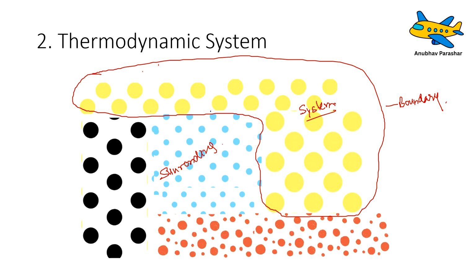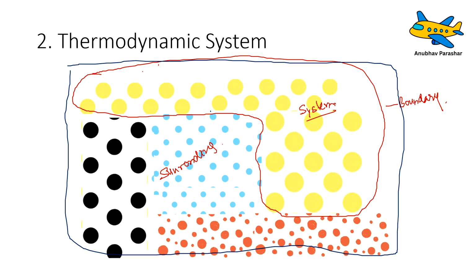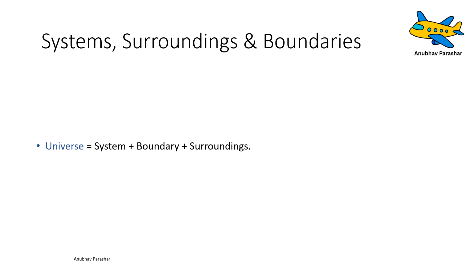right? So you can see the boundary can be imaginary, it can be real. We'll see later on. It can be movable, it can be fixed, the way we want. Okay? Now, if you take the system and the surrounding together, we call it the universe.